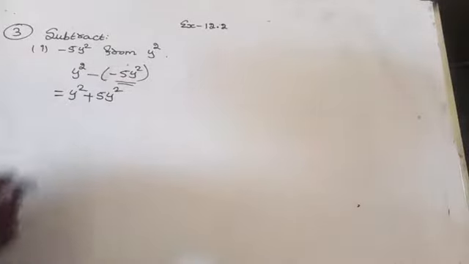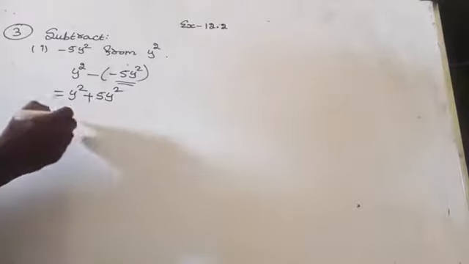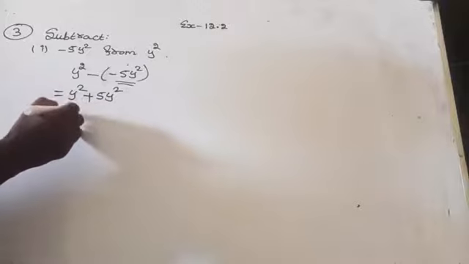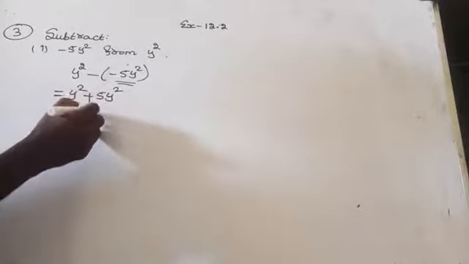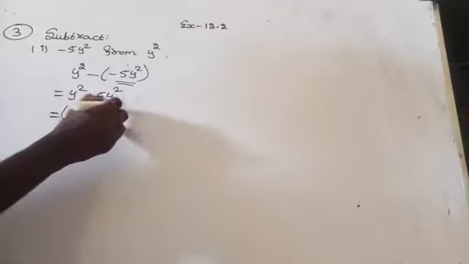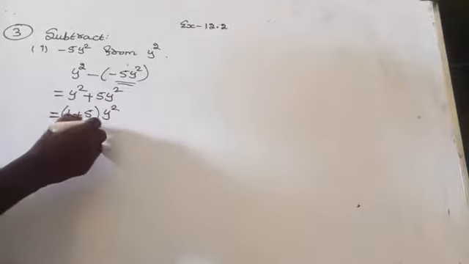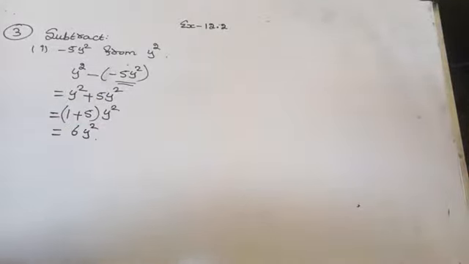Now these two terms are like terms, so we can perform the operation addition now. What is the numerical coefficient of y square here? 1. Here the numerical coefficient is plus 5. So 1 plus 5 into y square is equal to 6y square. Am I right here? Yes.